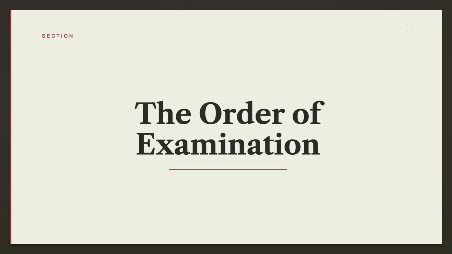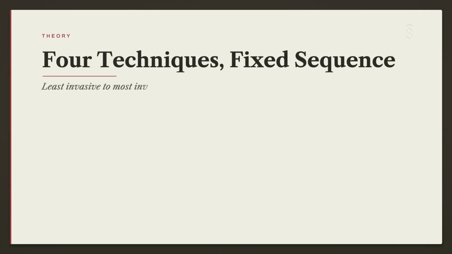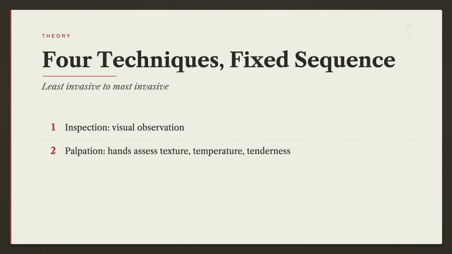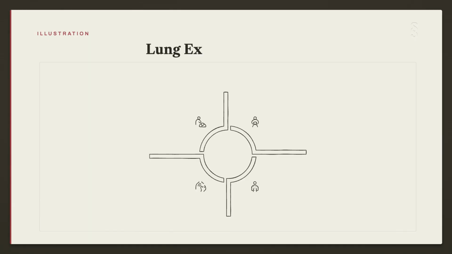The physical exam always follows the same underlying logic. Gather information that costs the least before doing anything that changes what you're measuring. Inspection, palpation, percussion, and auscultation each disturb the body a little more than the last. If you do them out of order, an earlier step's disturbance contaminates what a later step finds.